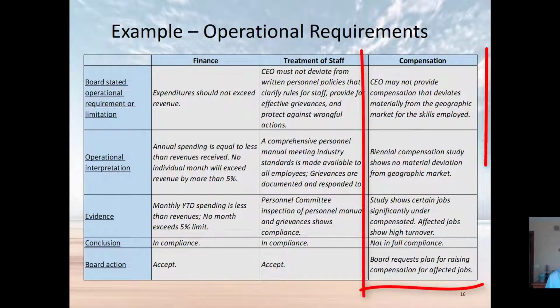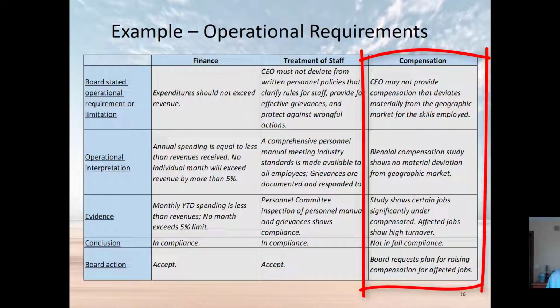Another example would be compensation, where the board might state the CEO may not provide compensation that deviates materially from the geographic market for the skills employed. So you want to be a competitive employer, not out of range on the top side or the bottom side. So the operational interpretation may be a biennial compensation study shows no material deviation from the geographic market. So it's not something you're looking at every year, but every 2 years.